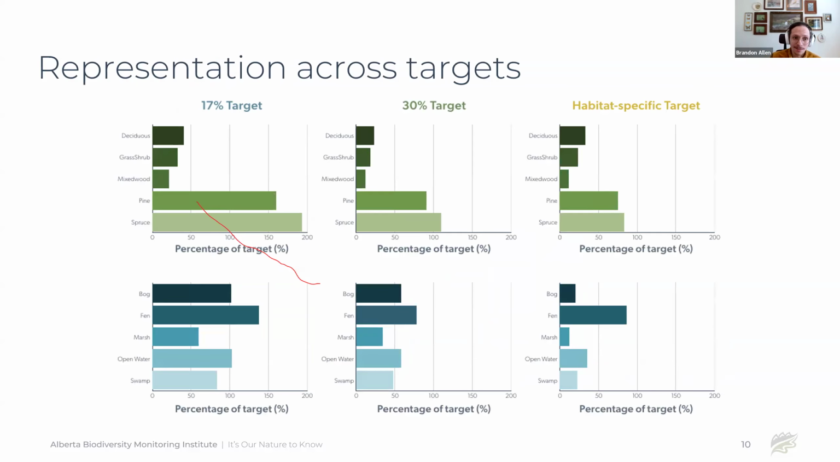So let's look at the representation then. Using these different targets, we have the 17% target on the left, the 30% target in the middle, and these habitat-specific targets on the right. We can see, are we meeting or exceeding them? If we take the approach of a 17% target, we can see based on the total area of pine and spruce stands that is currently protected right now, we have well exceeded that target.